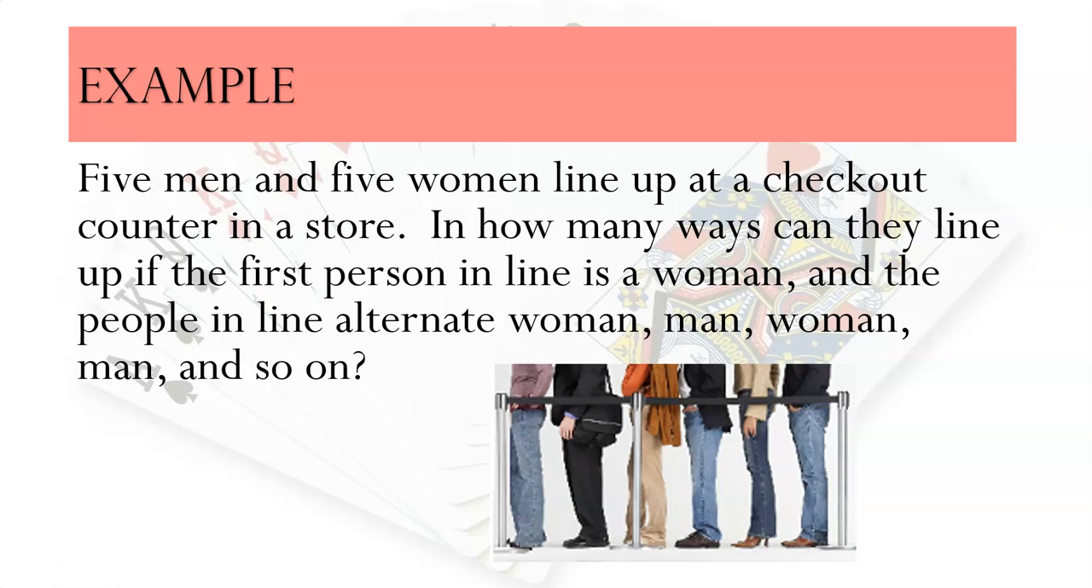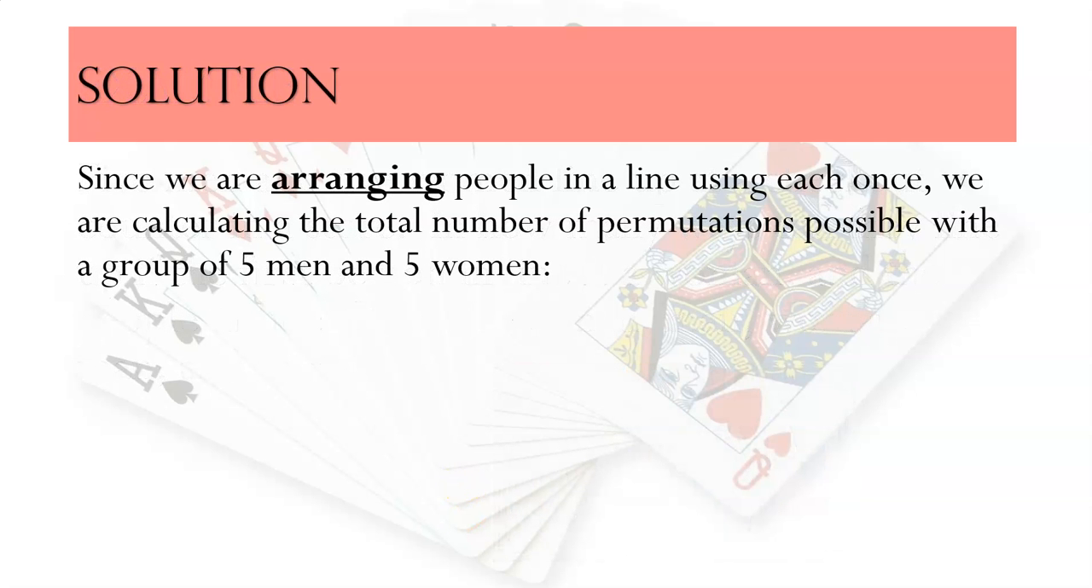Next example says, 5 men and 5 women line up at the checkout counter in a store. How many ways can they line up if the first person in line is a woman and the people in line alternate from there, woman, man, and so on? We're arranging these people in a line, and if we switch any person in the line, it would make a new arrangement. So this is a permutation, and we're going to use all of these people, but we're putting them in a very specific order.